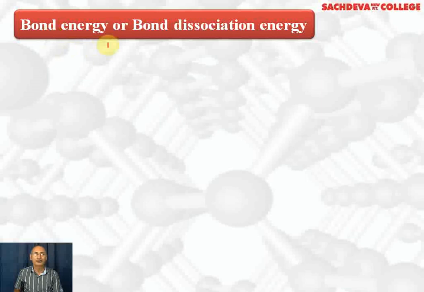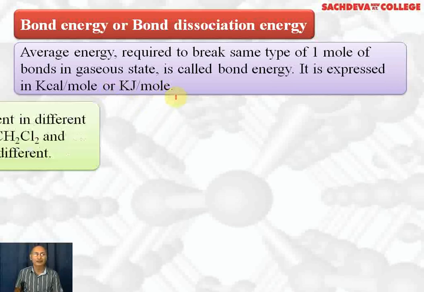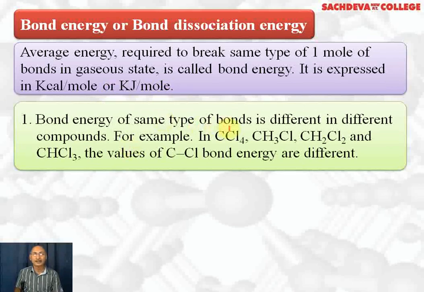Now we are taking the concept of bond energy or bond dissociation energy. Average energy required to break 1 mole of the same type of bonds in gaseous state is called bond energy. It is expressed in kilocalories per mole or kilojoules per mole. Energy required to break the bond is called bond dissociation energy. Bond energy and bond dissociation energy are equal in magnitude but opposite in sign. So bond energy of the same type of bonds is different in different compounds because stability of different compounds is different. For example, in CCl4, CH3Cl, CH2Cl2 and CHCl3, the values of C-Cl bond energies are different.